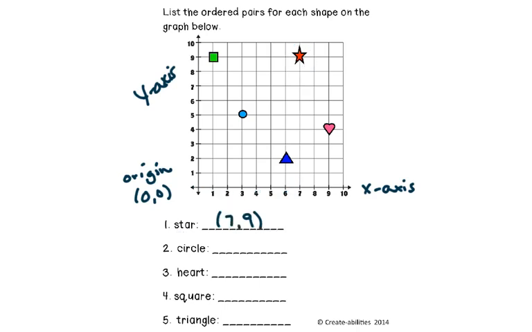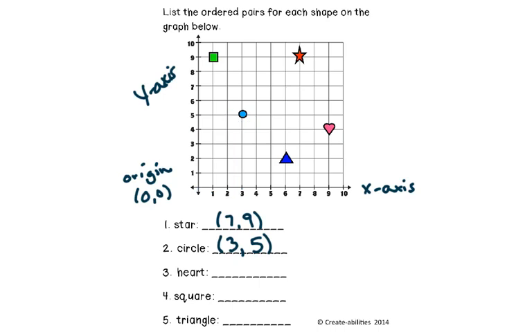On the next one, I'm looking at the circle, that guy right there. Again, I'm going to start at that origin and see how many spaces I'm moving over to that number 3. That's going to be my x coordinate. And then how many places I'm moving up, and that's 5, to get to my y. So the circle's located at the ordered pair 3, 5. I'll go ahead and do one more for you.